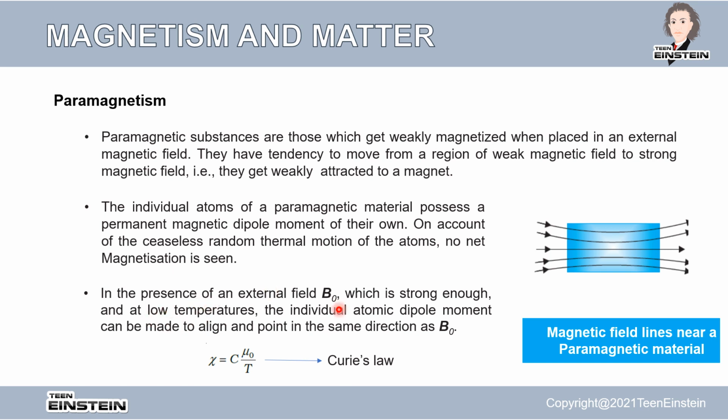In the presence of an external field B0 which is strong enough and at low temperatures, the individual atomic dipole moment can be made to align and point in the same direction as B0. So the susceptibility depends on temperature in this way: chi equals C multiplied by mu 0 by T. C and mu 0 are constants, T is the temperature. So it is inversely proportional. When temperature reduces, chi increases. So the magnetization also increases when the temperature reduces.